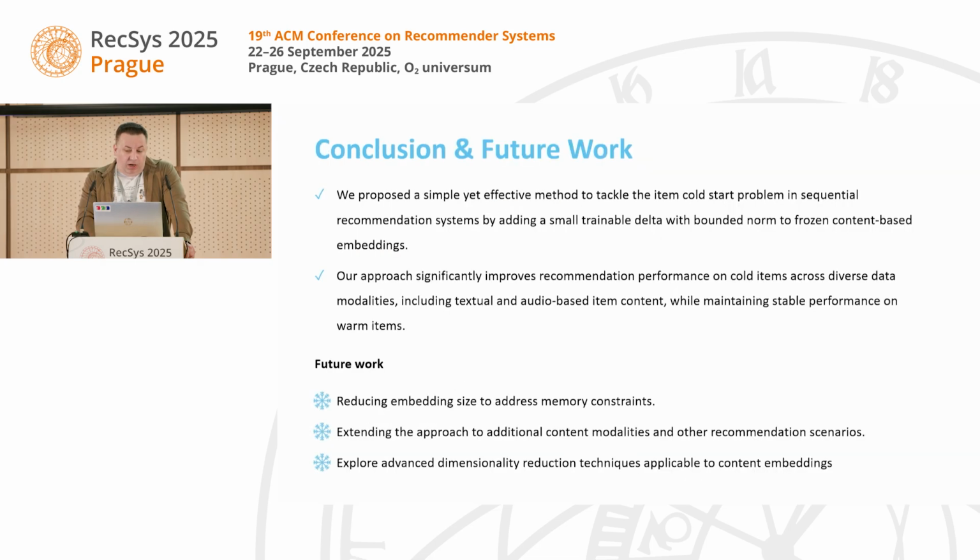In summary, our work shows that the proposed method, adding a small trainable correction to a frozen content embedding, consistently improves cold item recommendations while maintaining quality for others. It's simple, effective, and ready to be adopted in transformer-based recommendation systems. The main downside here is increased memory use. Each item needs to store two vectors instead of one, which could be a challenge for huge catalogs. Future work could address this issue.